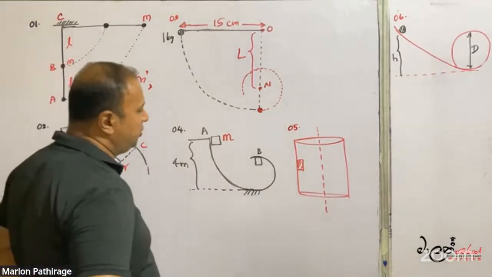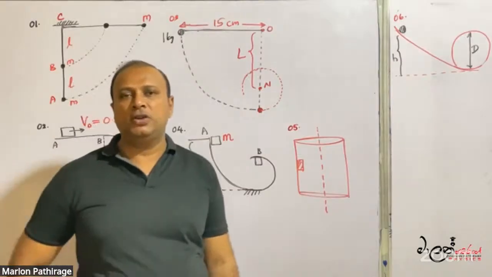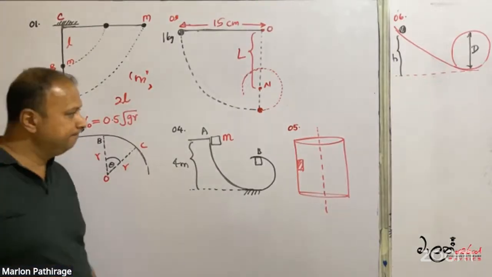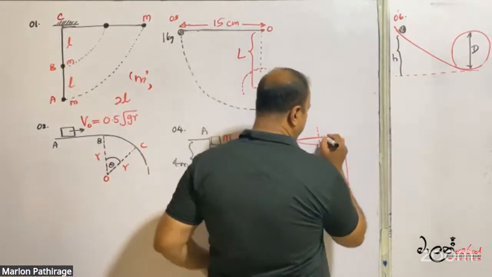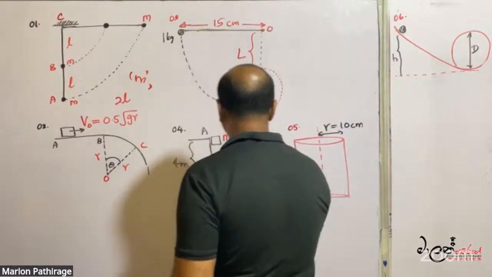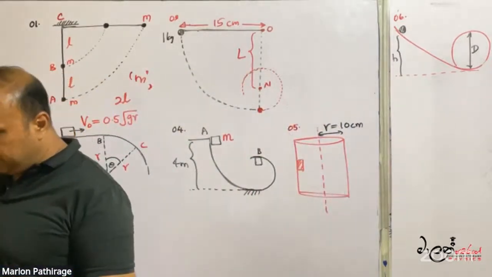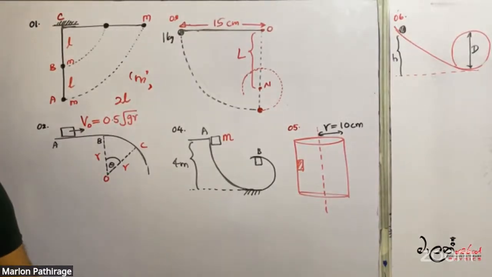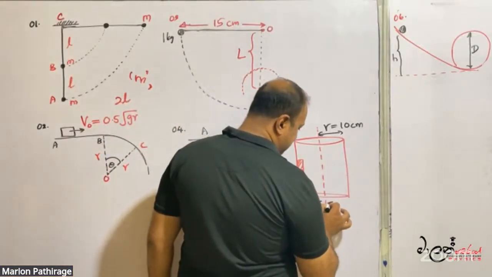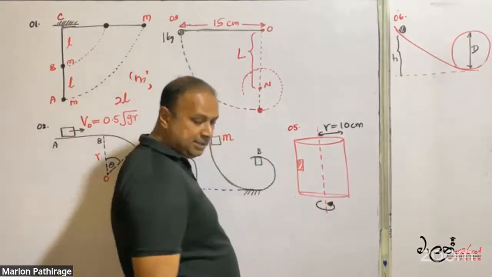Question number 5. A hollow cylinder of radius, say, 10 centimeters rotates about its vertical axis.